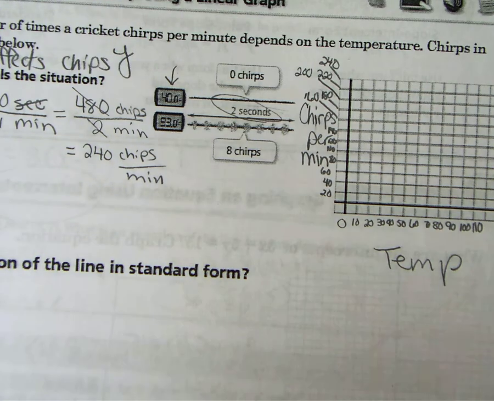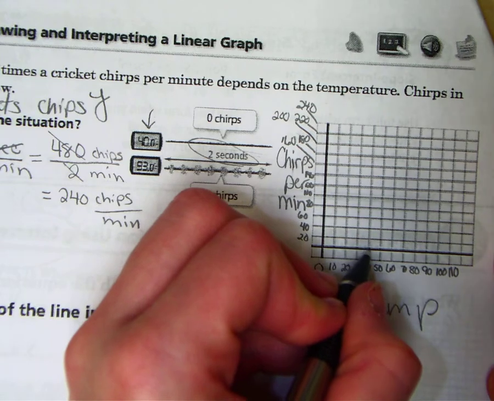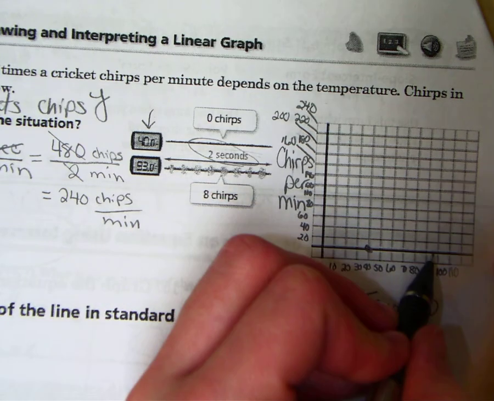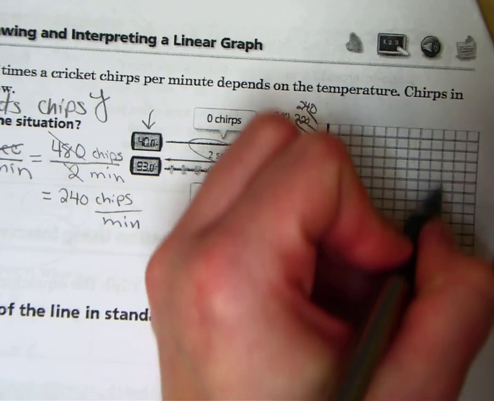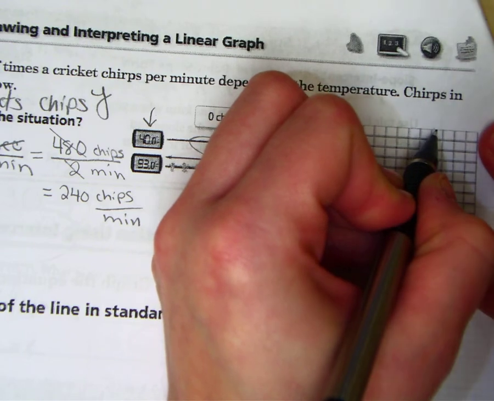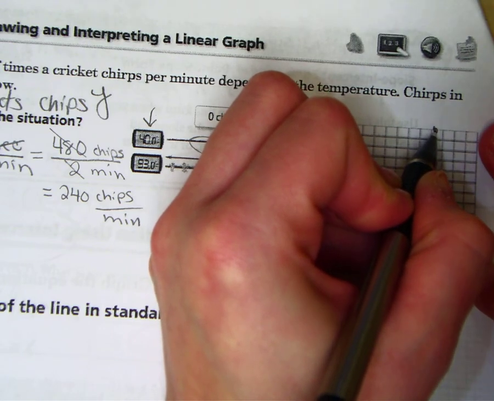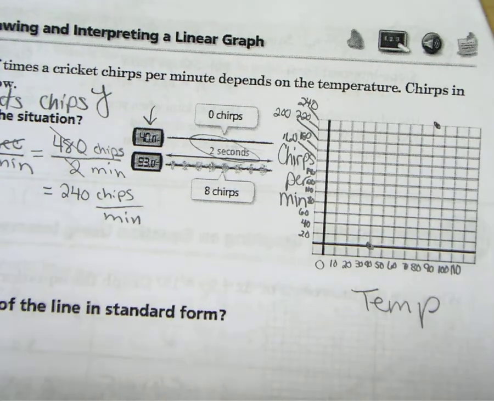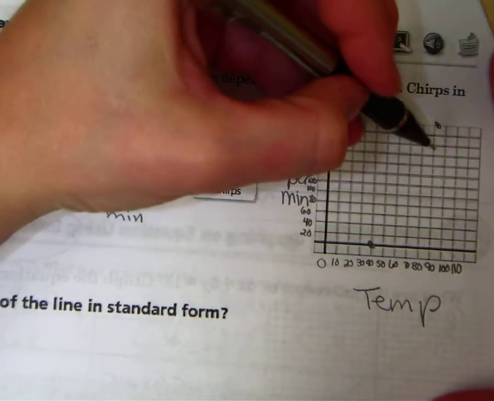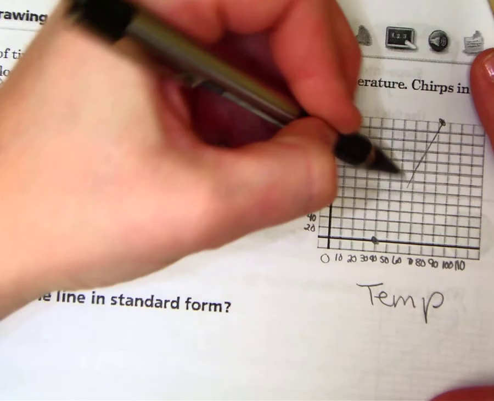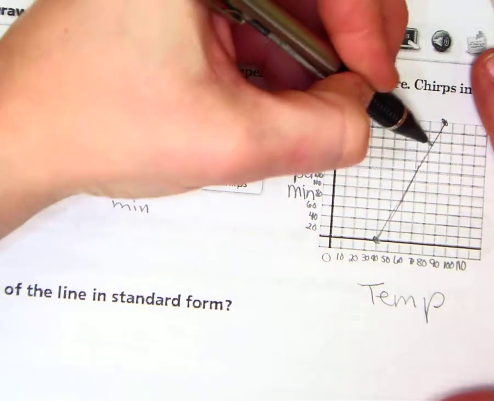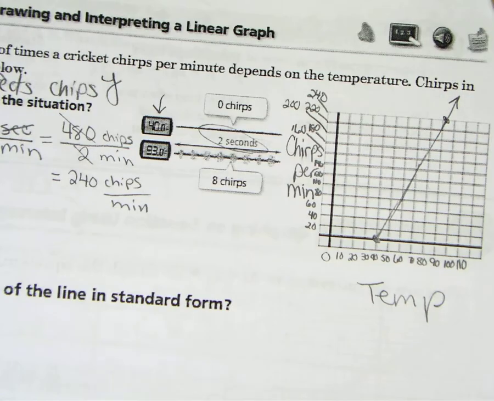Really messy. Okay, plot your points at 40, 0 and 93, 240. Connect your lines with a ruler. I don't have a ruler. And you made your graph.